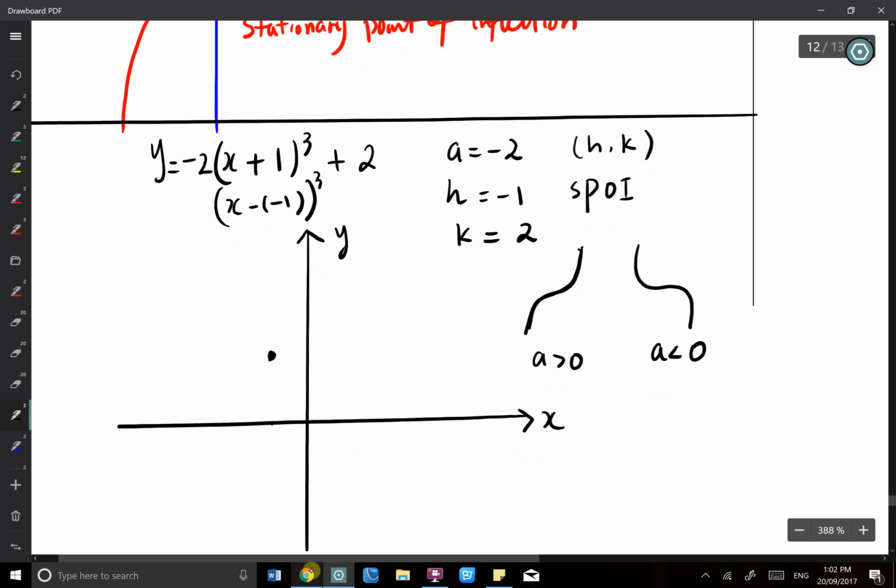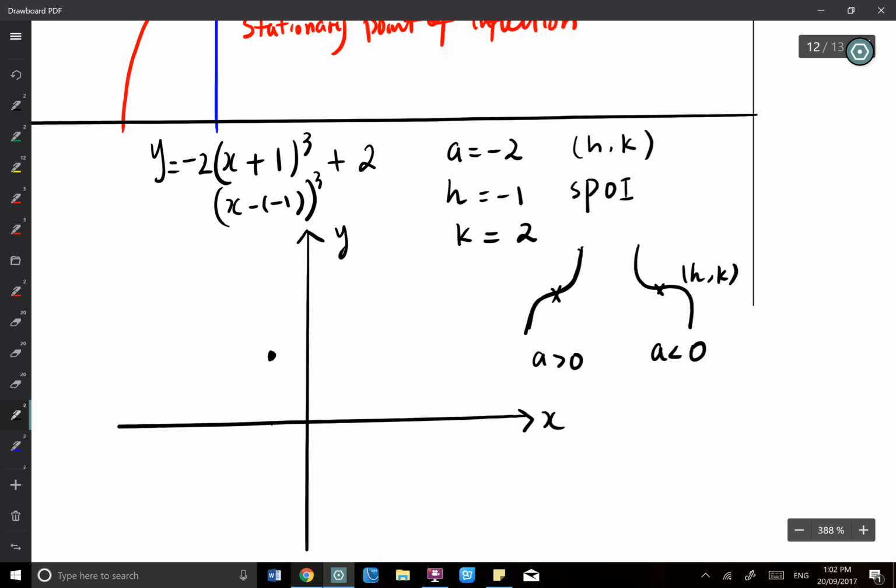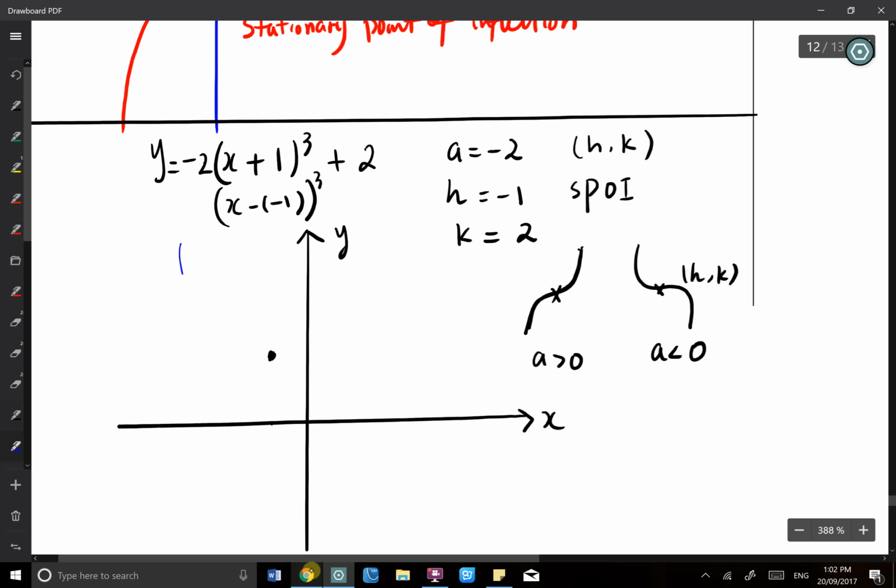So I know the middle point is h comma k. For this one, I will have a shape that roughly looks like that. It's a decreasing graph with a stationary point of inflection there. But I need to make it more accurate.